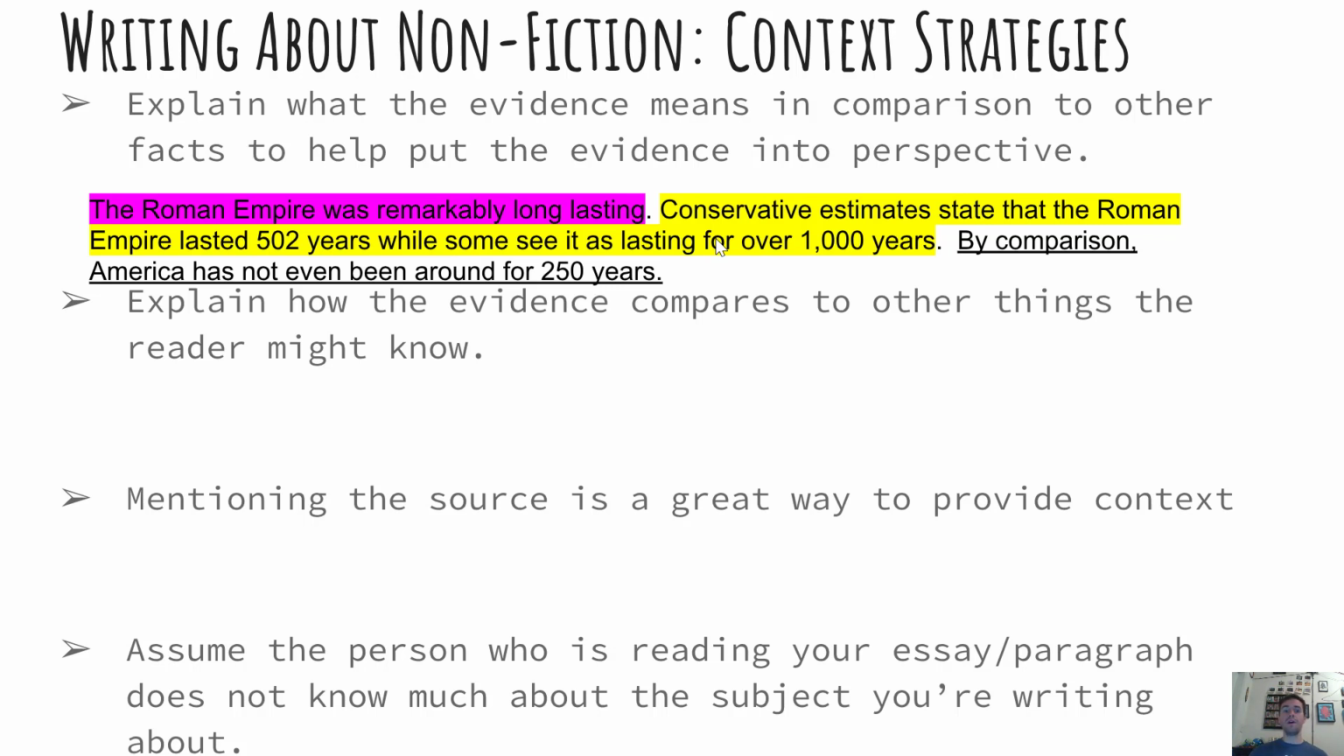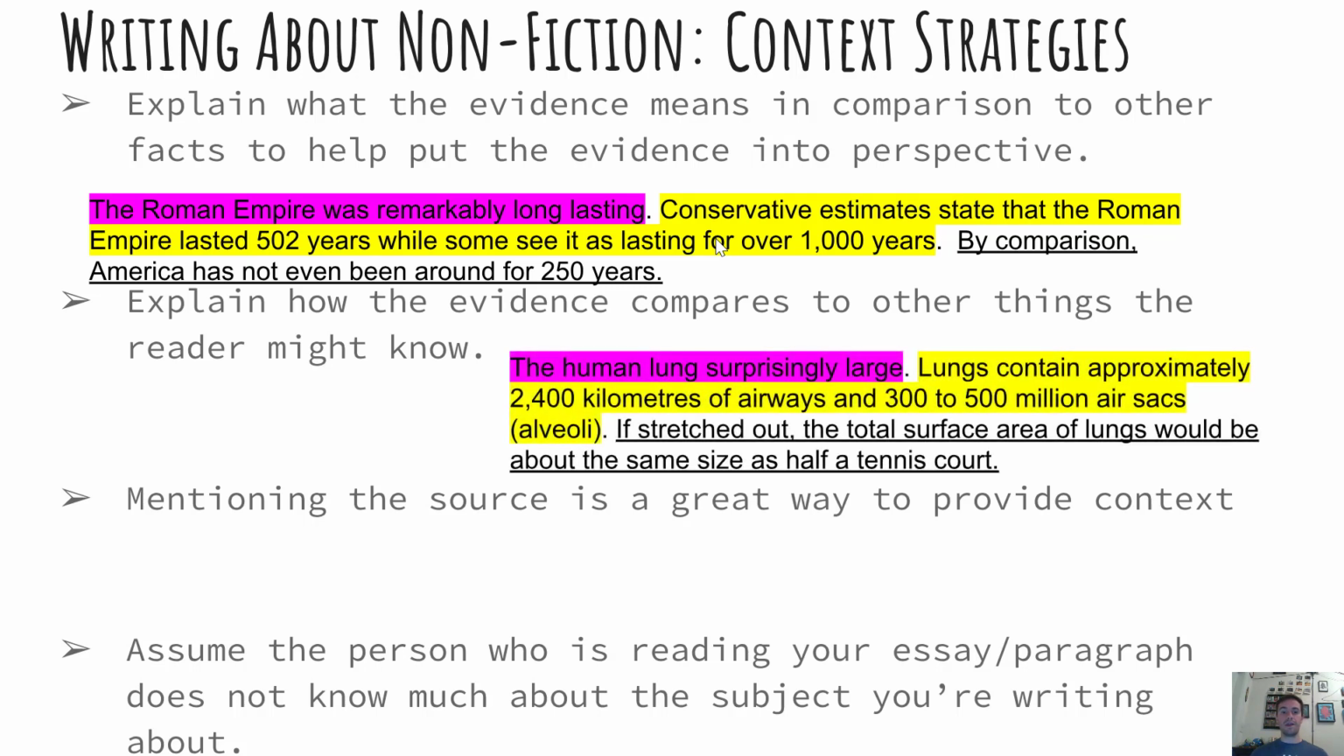Another thing that you can do is to explain how the evidence compares to other things the reader might know. So let's say your point is that the human lung is surprisingly large. You have great statistics on how big the lung is, but it contains approximately 2,400 kilometers of airways. I don't totally know what that means. It's hard to relate to. But then down here, if stretched out, the total surface area of the lung would be about the same size as half a tennis court. So all of a sudden I can visualize half a tennis court, and that gives impact to how big the lung is and makes these statistics more meaningful.